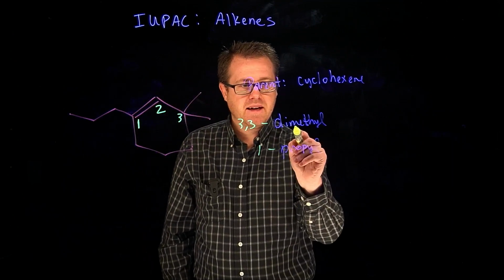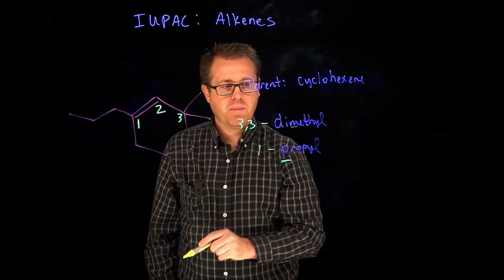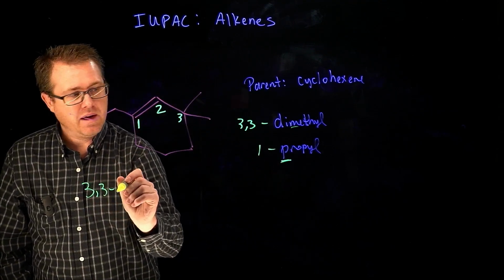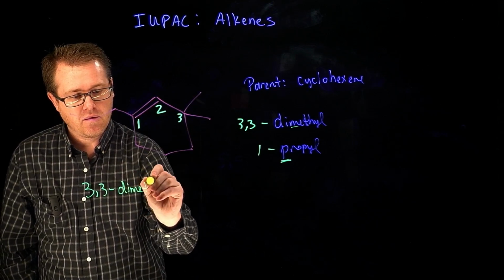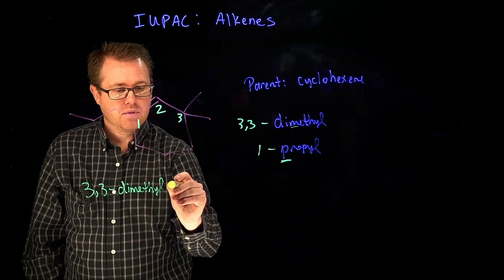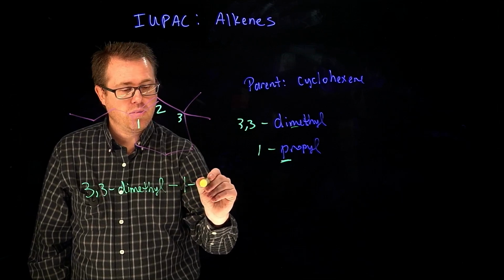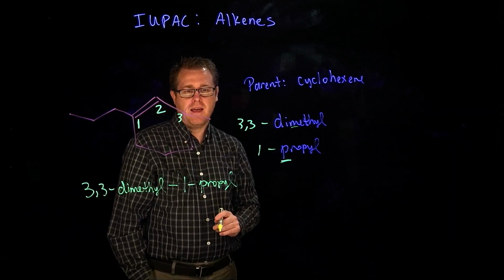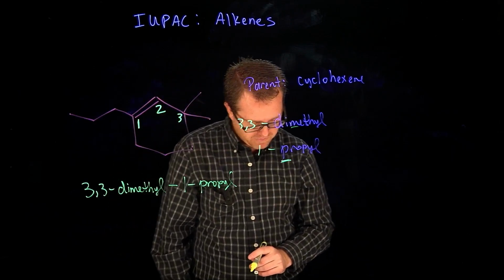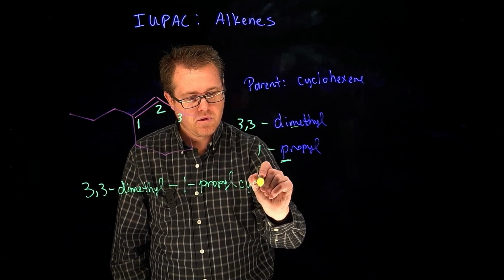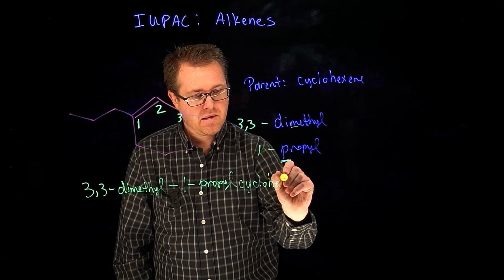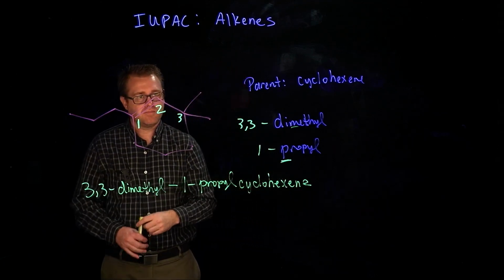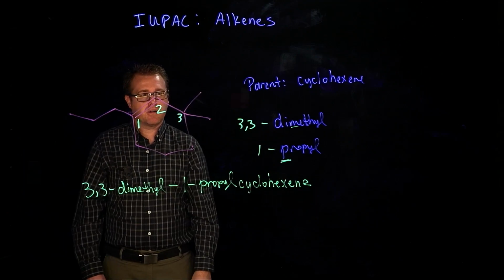We just have to alphabetize that. M comes before P. So we would just go 3,3-dimethyl-1-propyl. And then we tack on the parent name there. Cyclohexene. Just like that. And that would be our correct answer.